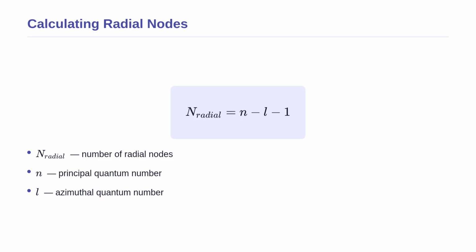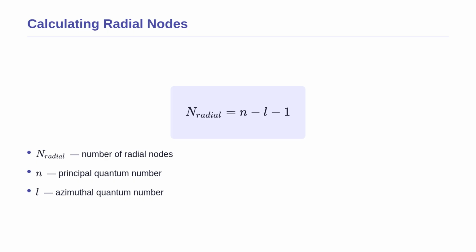Understanding what a radial node is leads us to how we actually count them. The number of these empty spherical shells is calculated using a very simple formula: n minus L minus 1. Here, n is the principal quantum number, which represents the overall energy level and size of the orbital. But the letter L is the azimuthal quantum number, which defines the subshell type.